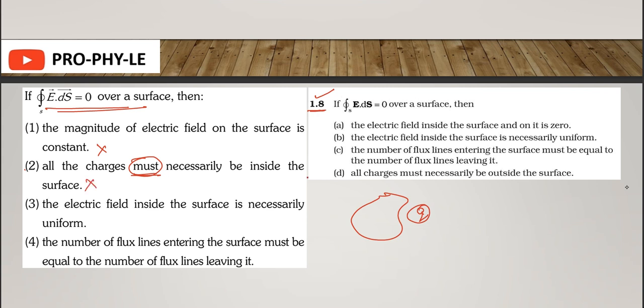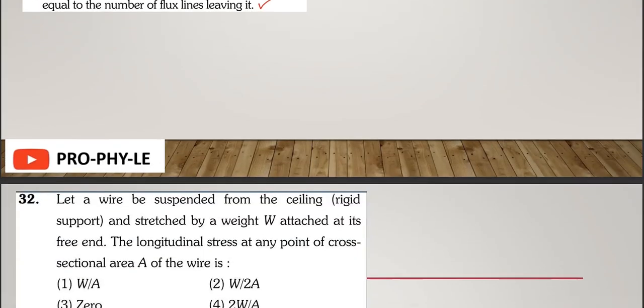The electric field inside the surface is necessarily uniform. That is also wrong. The number of field lines entering the surface must be equal to the number of field lines leaving the surface. This must be right. Just now we explained this in one question based on Gauss law in magnetism also. So if the number of field lines entering is equal to the number of field lines leaving, definitely the net flux linked with that surface will be 0. We have a similar example with similar options in our NCERT.